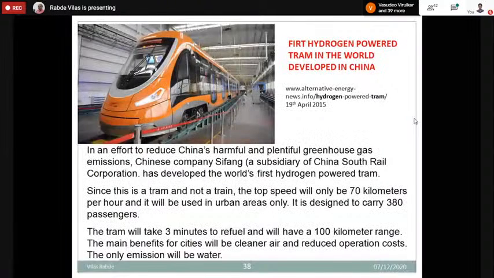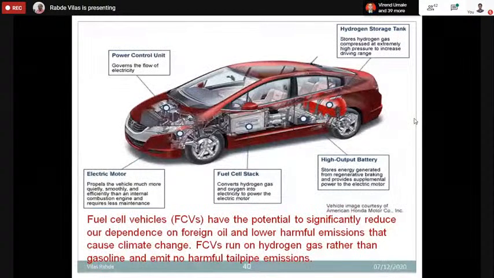Now this is another car, fuel cell vehicles, FCVs. Of course, though I am telling you it is a hydrogen powered car, there is an application of supercapacitors for inrush current.